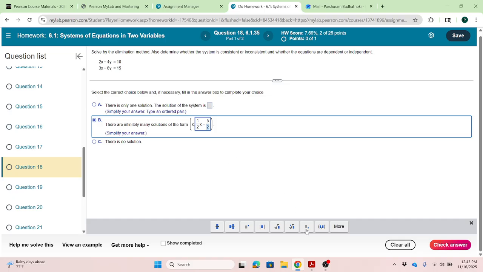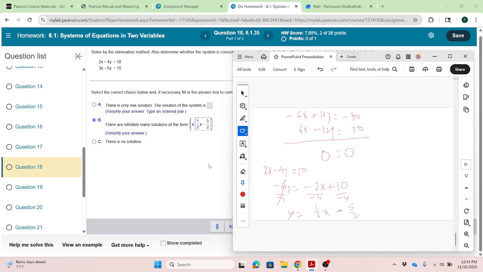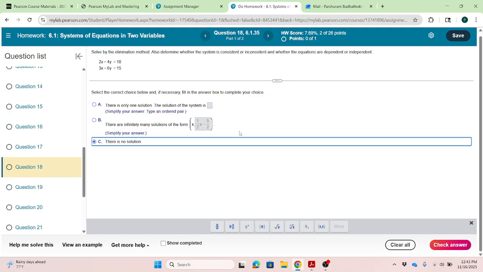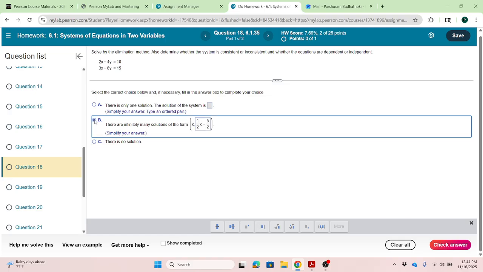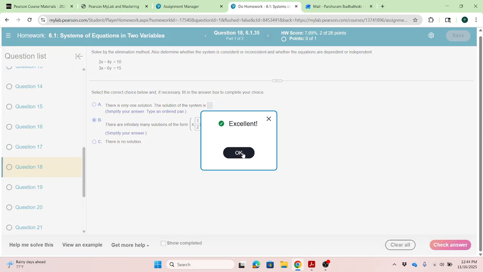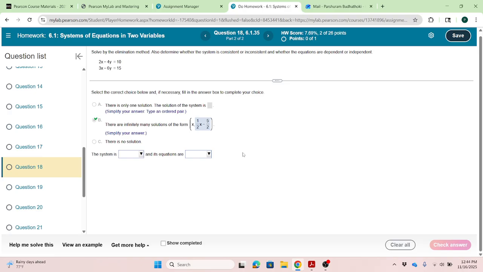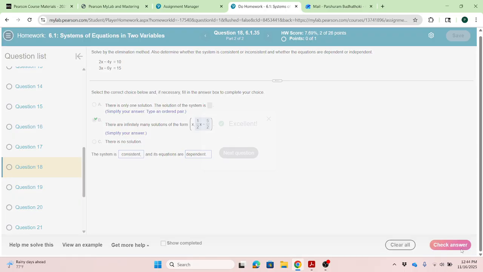Is that 5 over 2? Yes, minus 5 over 2. By doing that, no matter what x you pick, that will give you the solution here. And there are infinite x values, that's why there are infinite solutions. So that's the elimination process. Whenever you have infinite solutions, the system is called consistent and the equations are dependent. Dependent means both of them are the same equation.